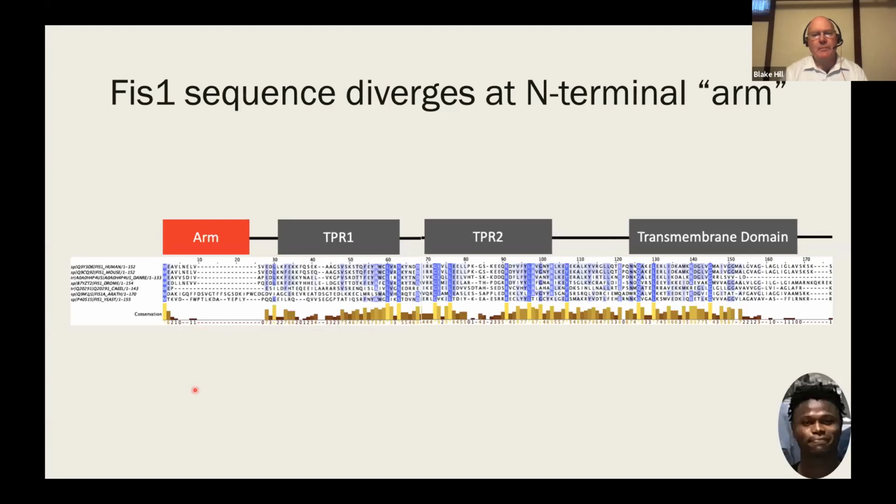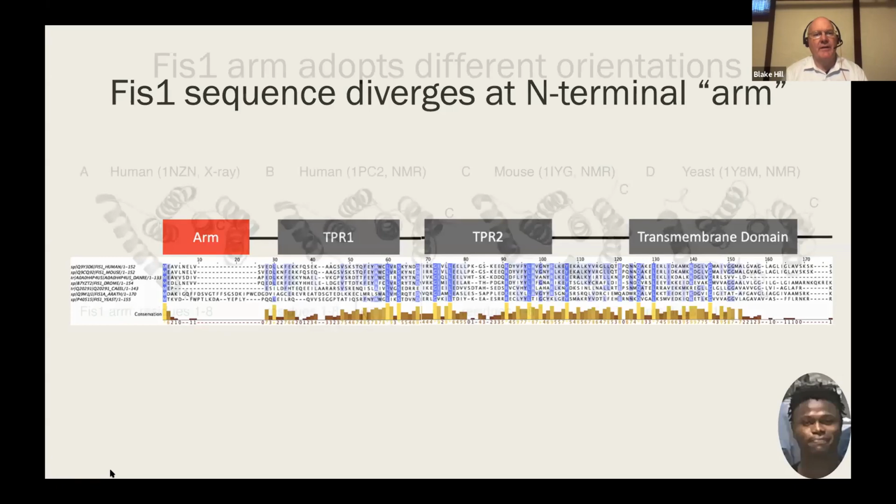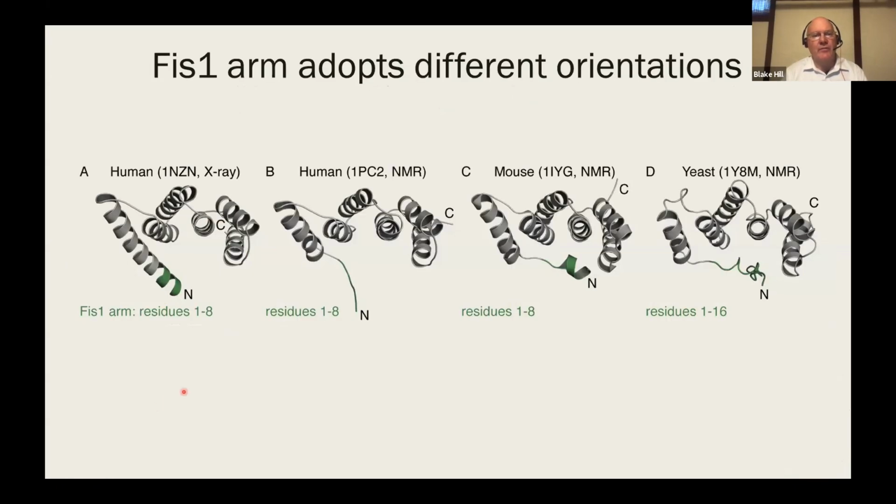N-terminal region. And so this has led us, and others, to look at structures of FIS1 and to get a sense of what the protein looks like. And what you see from different species, human on the left, mouse, and yeast, is that the orientation of that divergent region actually varies quite a bit. In the yeast molecule, it actually tucks back into this concave surface that's lined with evolutionarily conserved residues. But in the human molecule, you see the arm does not tuck in to this concave surface.